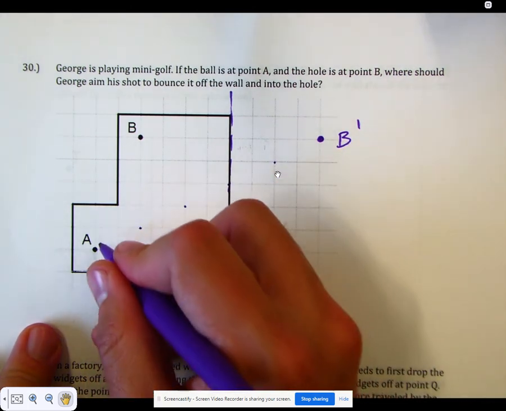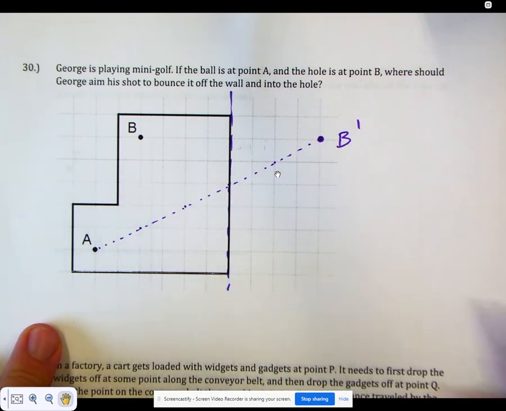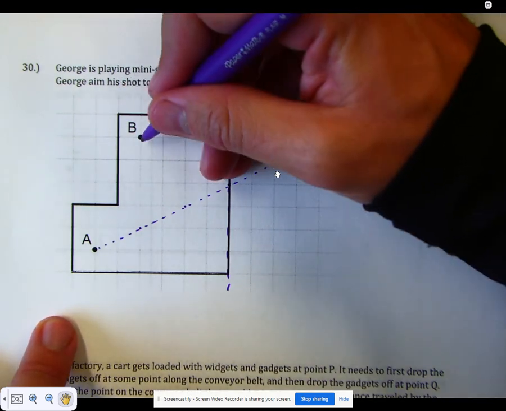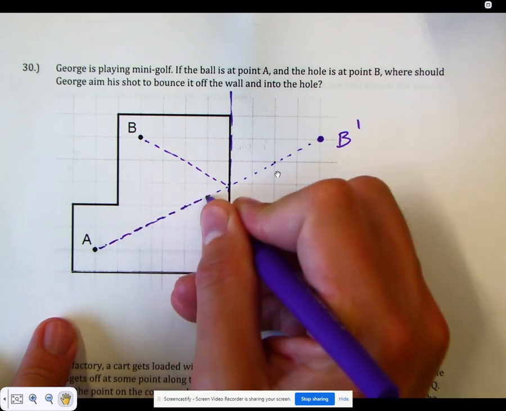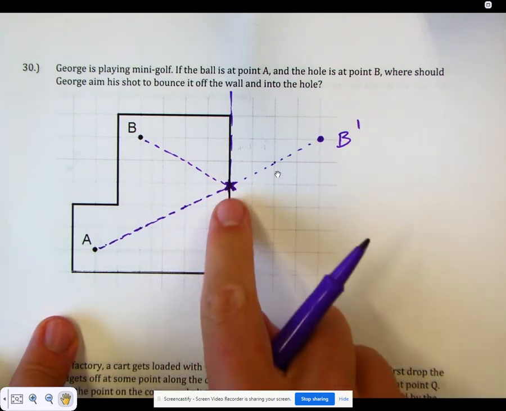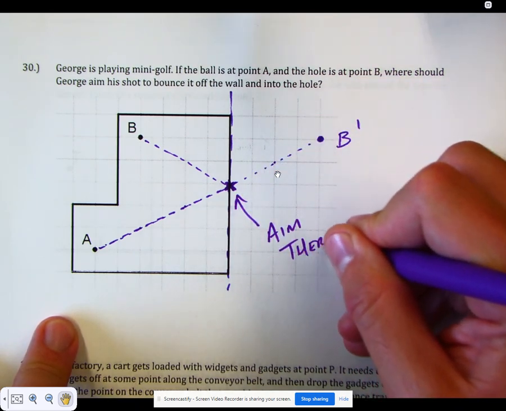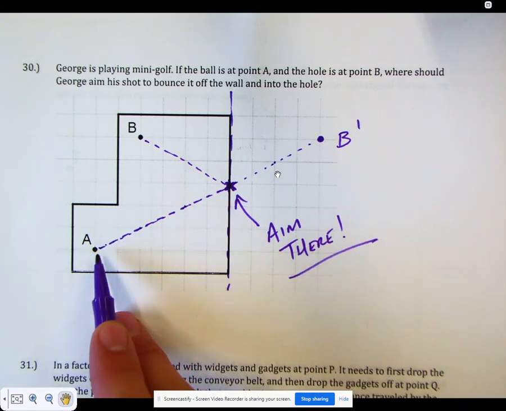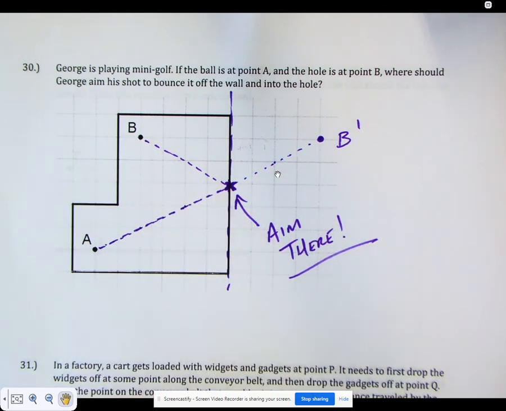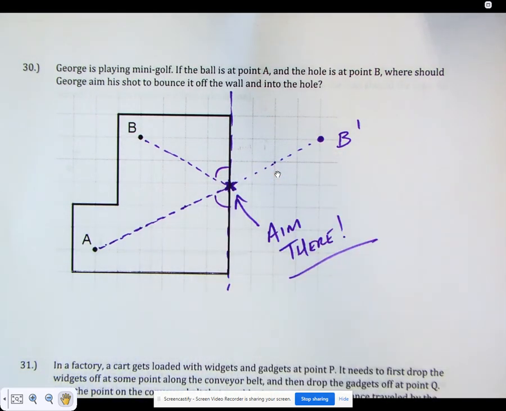Notice what I've done here. I have ensured that my line is going to hit point B. Now what's really going to happen though is it would bounce off this point right here. That's the answer to the question. That's where he should aim. Aim there. So basically he visualizes this, he aims there, and the ball should go bounce and then land in the hole. And that's because these angles would actually be the same size. That's one of the properties of reflections that we'll get into later.